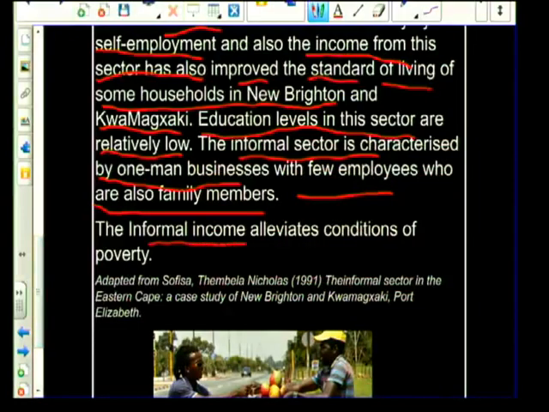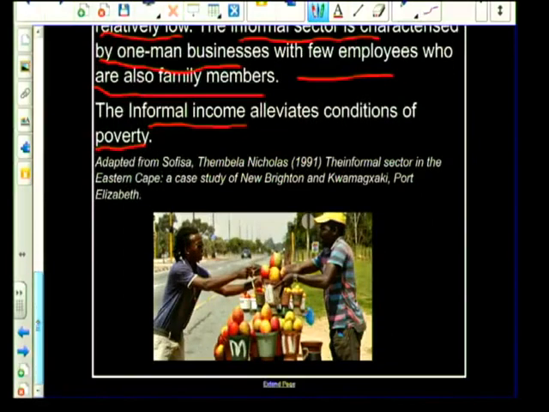Okay? And the informal sector alleviates conditions of poverty. It helps reduce poverty because people are working. All right, I put a little picture here to show you the guy selling mangoes, and the customer buying it from him. It's informal. He's selling on the street.